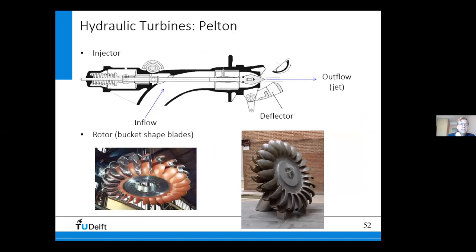So normally there's the injector, the inflow. You can change the area, and the deflector, to get the right flow into the Pelton wheel. This is really how such a Pelton wheel would normally look, and you can change the flow by changing this nozzle here.